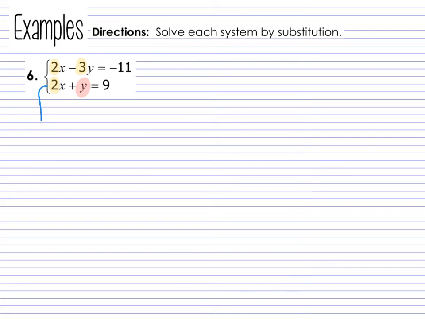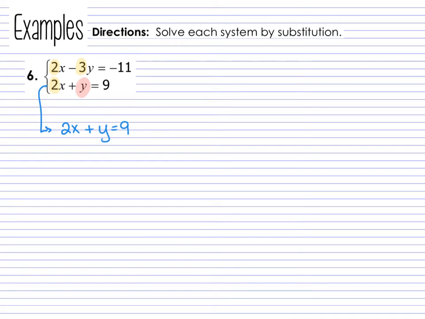So I'm going to take this second equation and rewrite it. 2x plus y equals 9. Now remember, you really can choose any of those 4 variables you want. You could have picked the 2 from the first equation. You could have picked the x in the first equation.